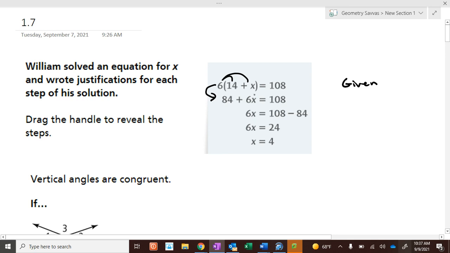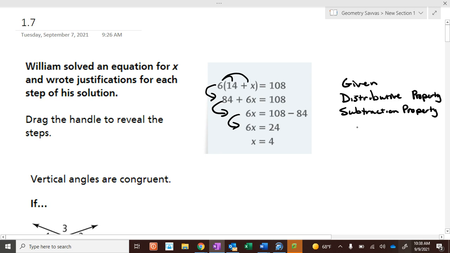What is this that we just did? Distributive property. And then from here to here, what did we do to both sides? Subtracted the 84, so that's the subtraction property. And then from here to here, what do we do? Well, we combine like terms. And then from here to here, what do we do to both sides?